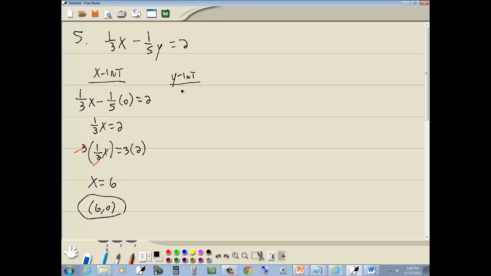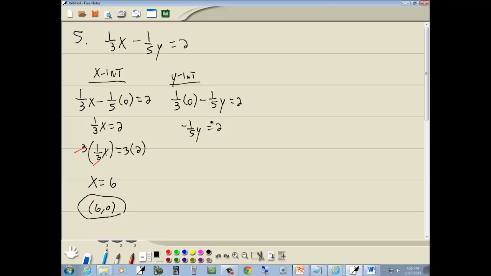Now for our y-intercept, you always plug 0 into the other variable, so plug 0 in for x. So we got 1/3 times 0 minus 1/5 y equals 2. 1/3 times 0 drops away, so we got negative 1/5 y is equal to 2.